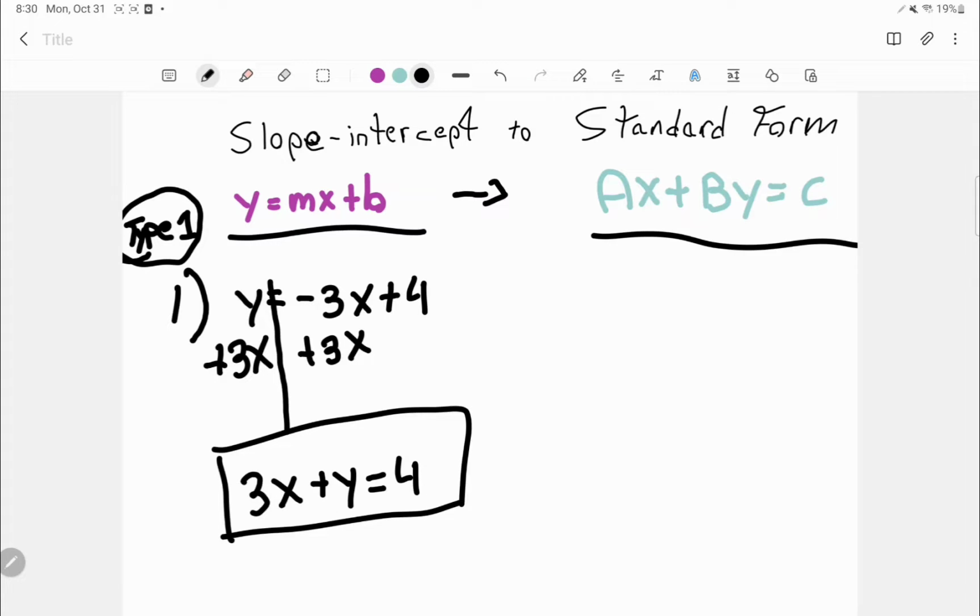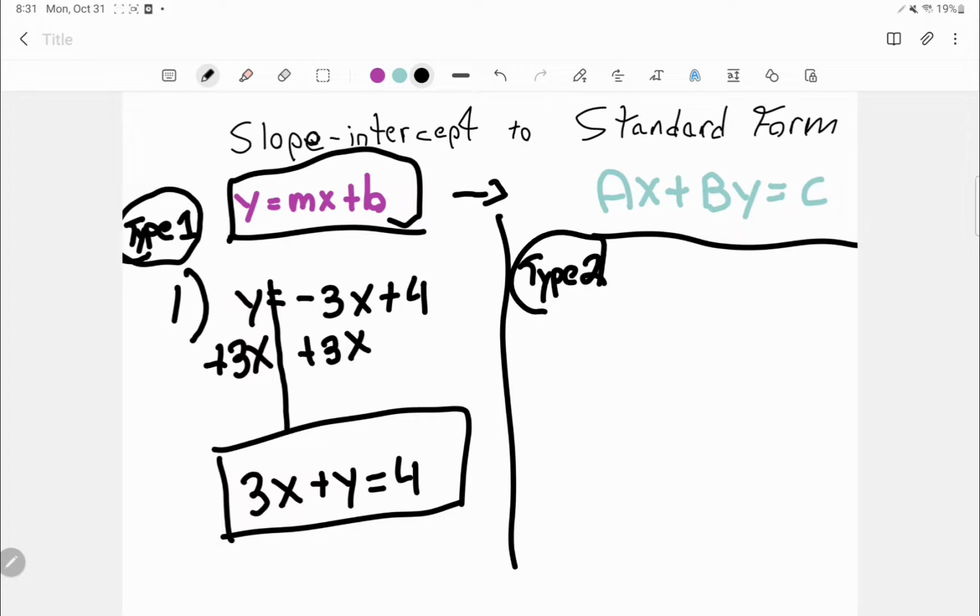That's how you turn type 1 problems into standard form. Literally, all you have to move is x. So if you have a problem that looks like this, all you have to do is move x and you're done. Now, type 2 problems are slightly different. This is type 2. There are a couple of extra steps that you need to do.